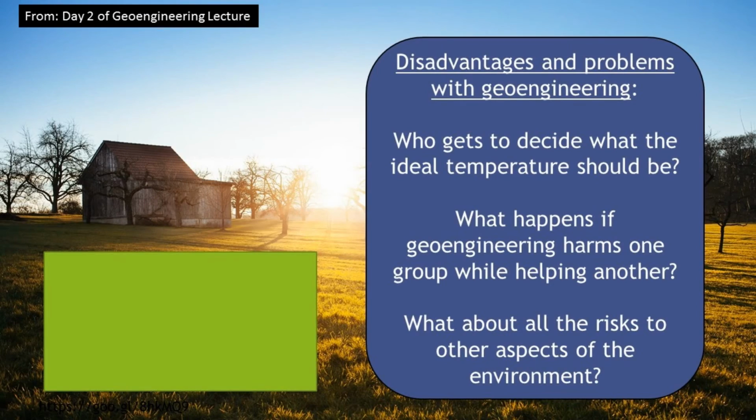There are lots of problems with geoengineering, like who gets to decide what the new ideal temperature is going to be, because there's going to be winners and losers no matter what you pick the temperature to be. What happens when geoengineering ends up harming one group but helping others? If your geoengineering effort causes the Indian monsoon to fail, you're talking about 1 billion people who depend on that for their water and their irrigation and so on. And of course, all the risks to other aspects of the environment, like putting a bunch of sulfur in the atmosphere is another way of saying acid rain. So, none of these options are all that great.